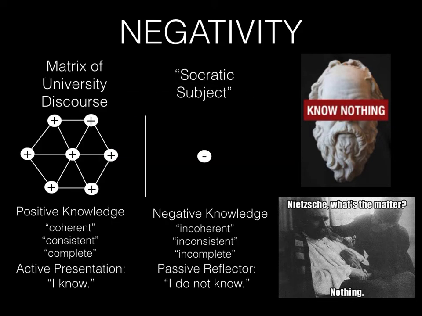Thus we see the main difference between the matrix of university discourse and the Socratic subject as operating between positive knowledge that is coherent, consistent, complete, presented as if the subject knows the absolute truth, and a type of negative knowledge where incoherence, inconsistency, and incompletion gain focus from a subject who claims to not know.